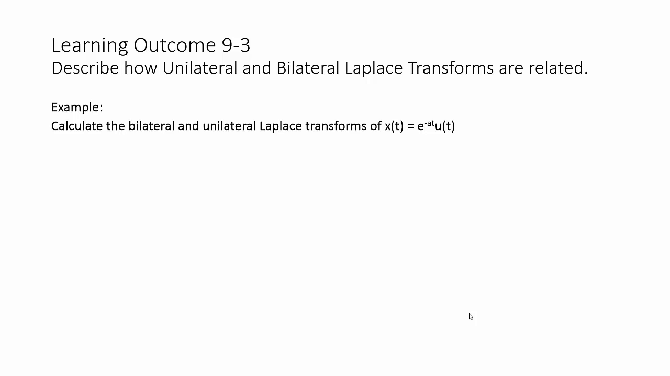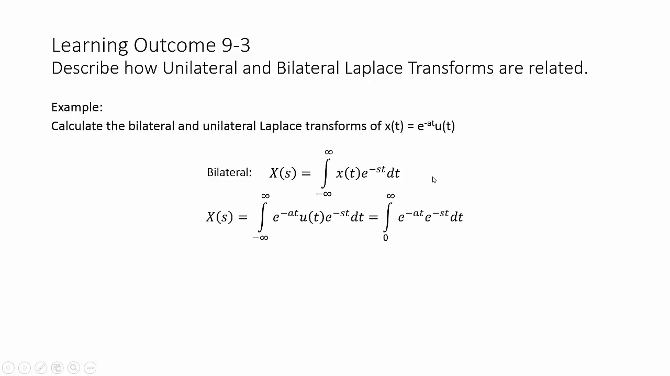So let's try doing a calculation with both the bilateral and the unilateral Laplace transform for a signal x of t equals e to the minus at u of t. This is a signal which is very commonly used in signals and systems. I'm sure you've used it before. For the bilateral Laplace transform, we start with our analysis integral. We substitute in for our x of t. We note that where the u of t is, it just changes our limits of integration, and the u of t gets replaced by a 1.